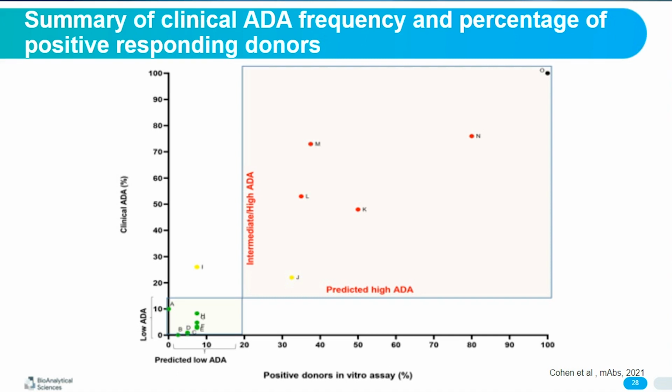You can see that we had a very low percentage of positive donors. In red, you can see the molecules that had intermediate or high ADA in the clinic and how those performed in our assay. You can see that for most of them, we had a good percentage of positive donors responding, meaning a very strong correlation between our predictive assay and clinical ADA.